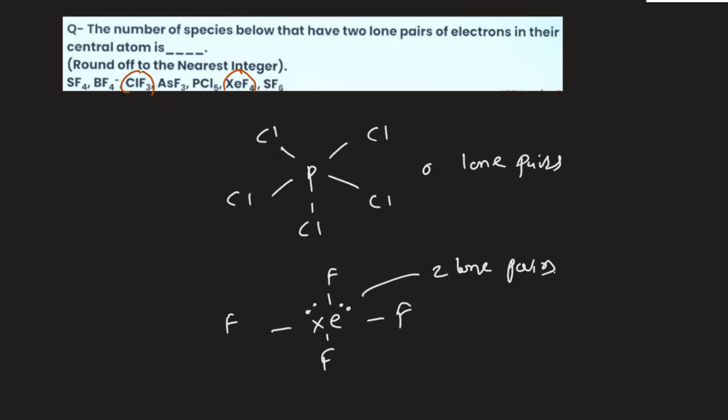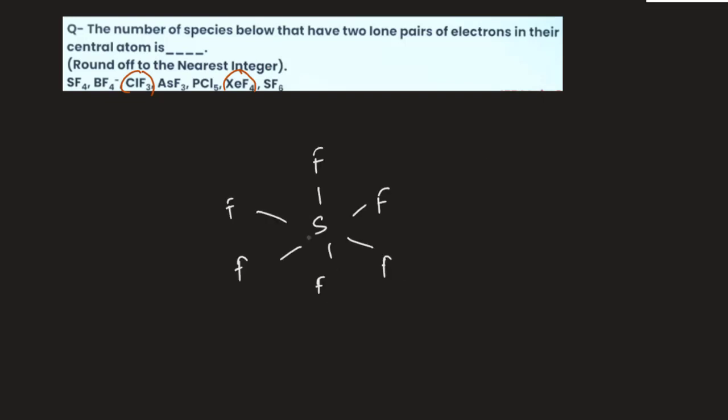Finally, we have SF6. So sulfur has 6 valence electrons. All 6 will be used to create the bonds with fluorine. That means no lone pairs on this one. So options ClF3 and XeF4. That means 2 is the answer for this question. Number of species is 2.